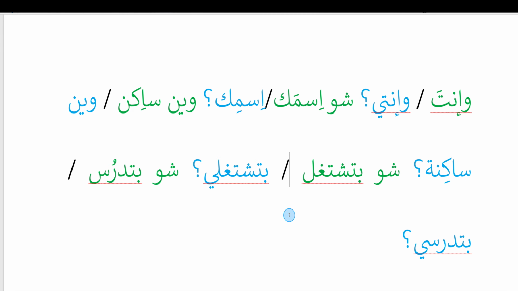And now I've made it color coordinated. So the green, I'm asking you masculine. وإنت, and you masculine. شو اسمك? What's your name? وين ساكن? Where do you live? شو بتشتغل? What do you do for a living? شو بتدرس? What do you study? And similarly, asking you feminine students, audience, I'm asking you the same questions. وإنتي, how about you feminine? شو اسمك? What's your name? وين ساكنة, and where do you live? شو بتشتغلي? What do you do for work? شو بتدرسي? And what do you study?